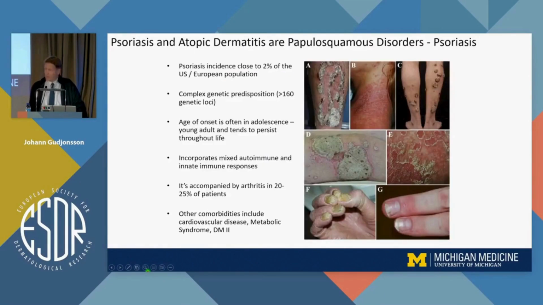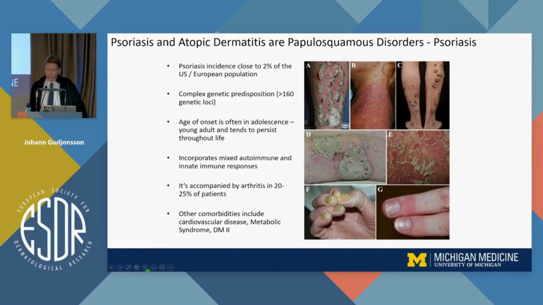I know the group here is very familiar with psoriasis, but it's always helpful to revisit some of the features of psoriasis. There on the right, you have some clinical photographs that I have taken over the years of cases that I've seen in the clinic, and it gives you an idea how variable this disease can be. It's a common disease. It affects about 2% of the US and European population. It's a disease that is genetically predisposed but complex, and that means that there are multiple different variants that contribute to disease susceptibility. To date, we have identified about 160 of those.